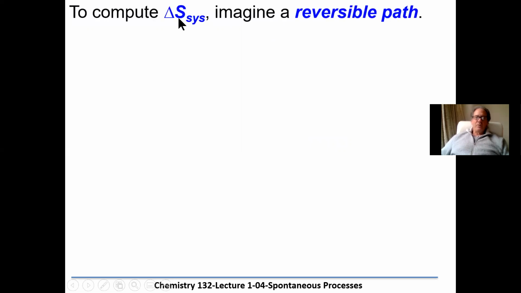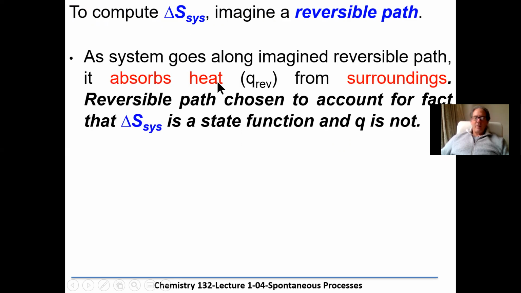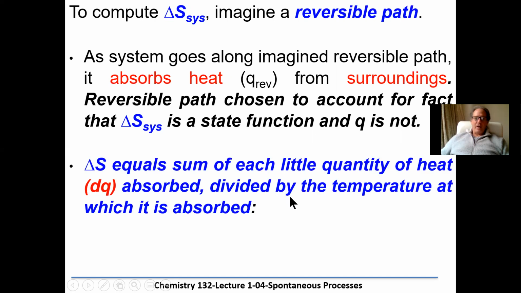Now, to compute delta S for a system, we're always going to imagine a reversible path, because if it's a state function and it's equal to a non-state function, which is heat, then we have to define the path, and that path will be a reversible path. So delta S is a state function. Q is not a state function. So when we make delta S dependent on Q, we are going to define the path, which is a reversible path. So you're going to hear me talk about Q reversible.